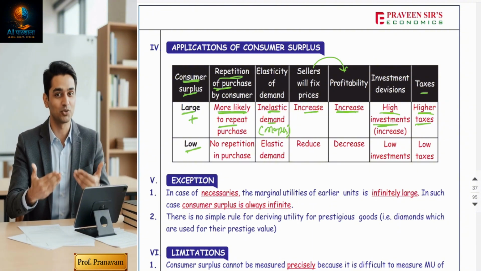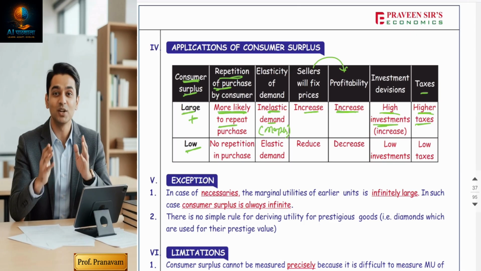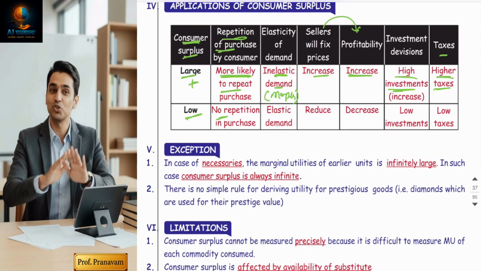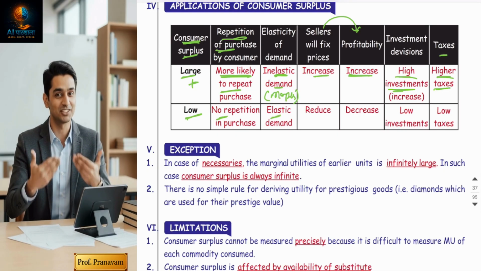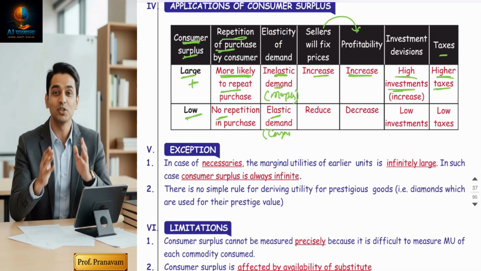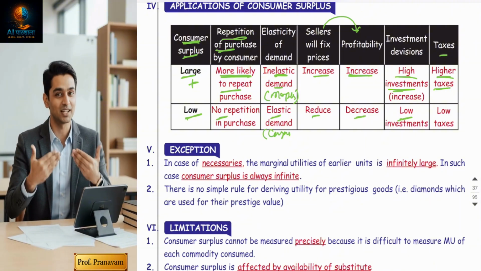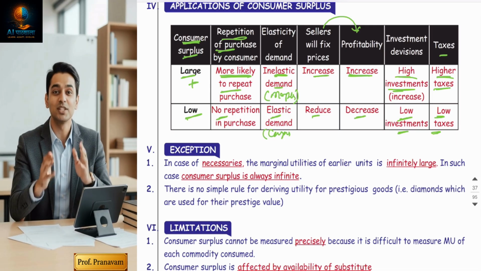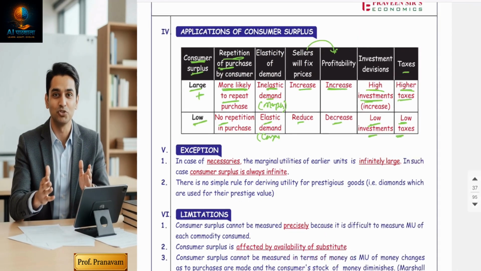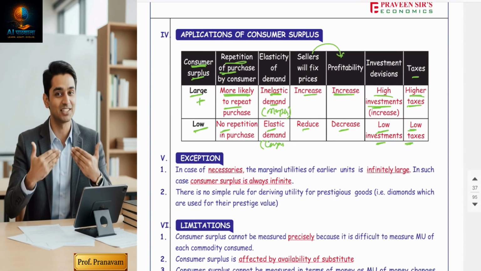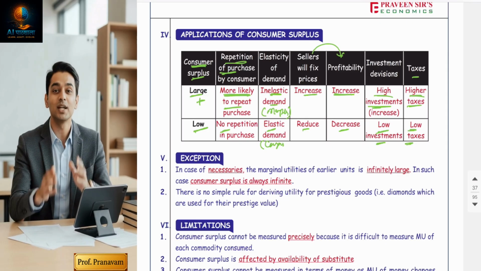And when the consumer surplus is low, everything is negative. When the consumer surplus is low, customers will not buy more than once because they don't find it worth it. So the seller will face competition in the market. They have to reduce the price to indicate the worth. Then if they reduce the prices, profitability will decrease, investment will be low, taxes will be low, everything will be disadvantageous. Fine. So businessmen always calculate the consumer surplus to decide the prices, to enjoy profitability, and to improve the products to give their customers more satisfaction.